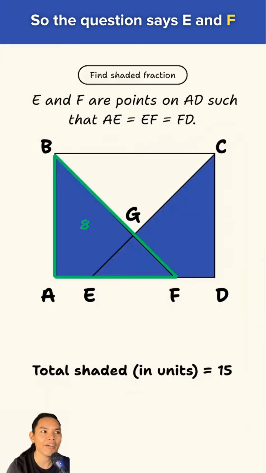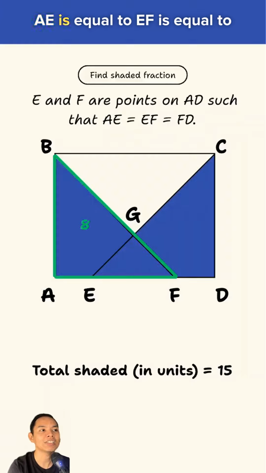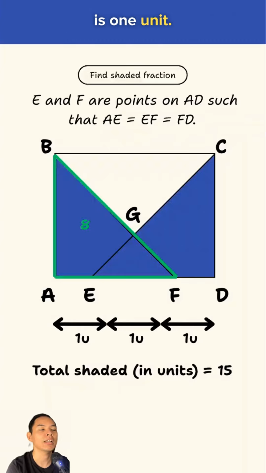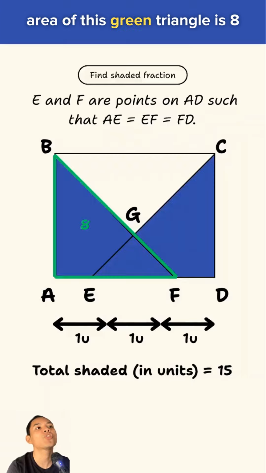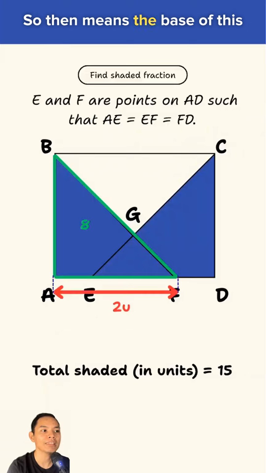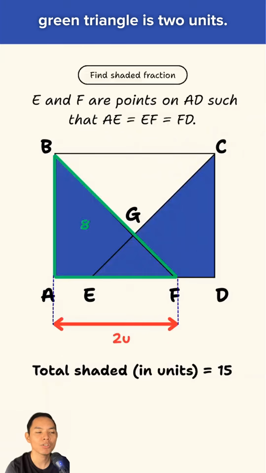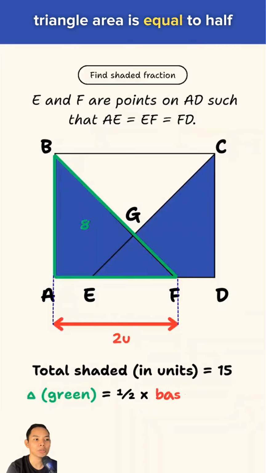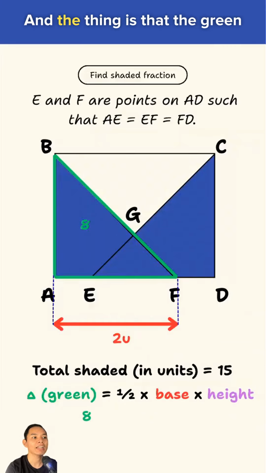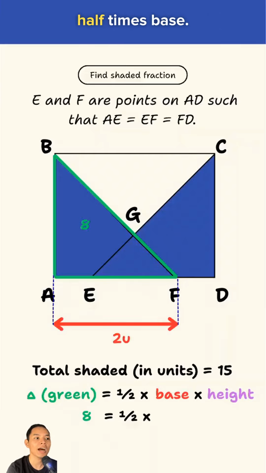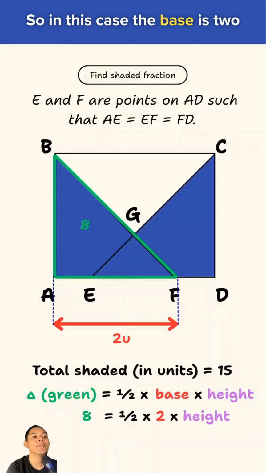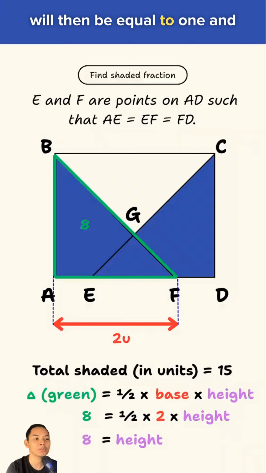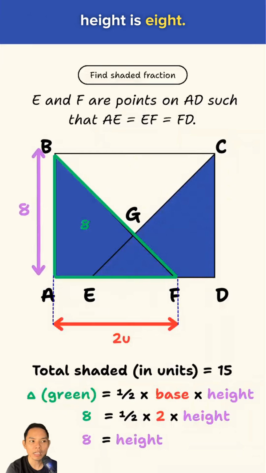The question says E and F are points on AD such that AE is equal to EF is equal to FD. So that means each part of this is 1 unit. And we also know that the area of this green triangle is 8 units. So that means the base of this green triangle is 2 units. We can work backwards, where the green triangle area is equal to half times base times height. The green triangle is 8 units, and half times base, in this case the base is 2 units, and we will get the height. Half times 2 would then be equal to 1. And that essentially means the height is 8, right?